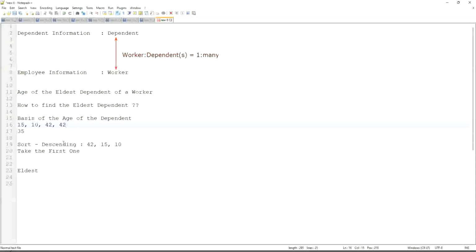Right. But if there are multiple dependents, maybe you give a higher priority to the spouse. So in that case you have to think of another factor to act as a tiebreaker.